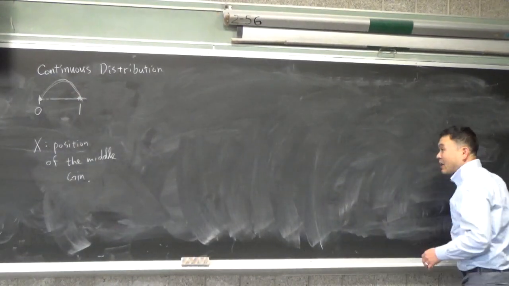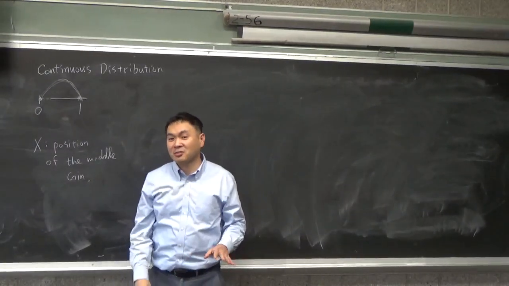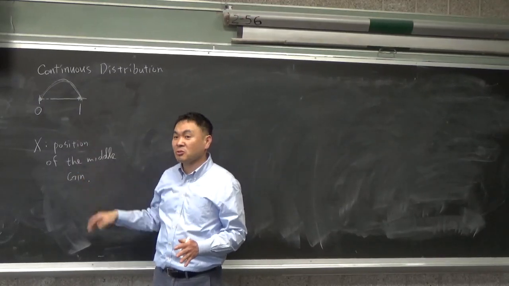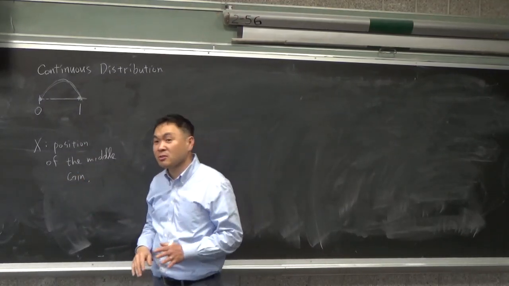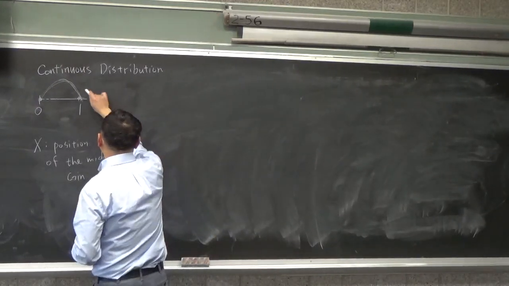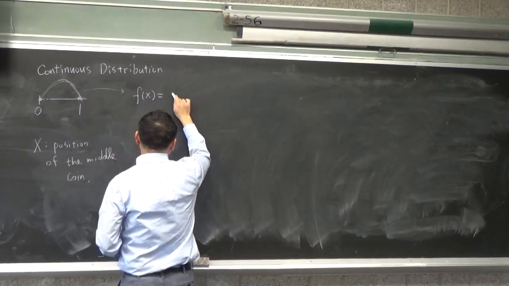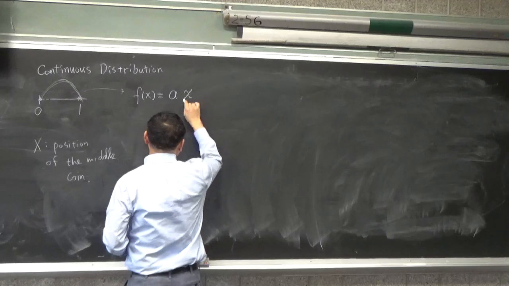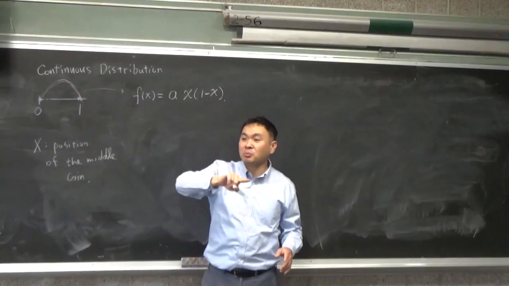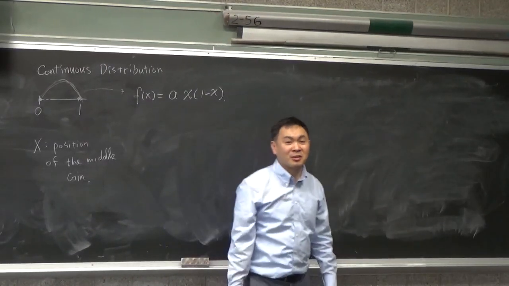Now the actual math of figuring this out is quite complicated. It's outside the scope of this class. There's a name for such a distribution. It's called a beta distribution. And from some theory, we know that the distribution function for this case looks like f of x equals some number times x times 1 minus x. So indeed, it's just some upside down parabola.